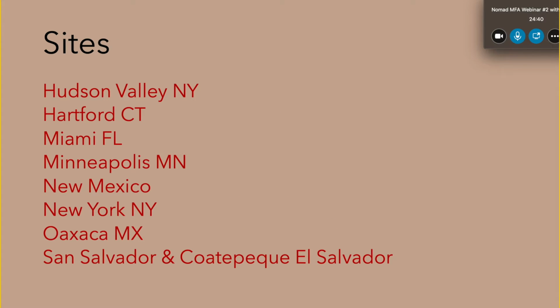As far as where we go, all of our sites are in the Americas. Our students come from all over, but our residency sites are all in the Americas. You can see there's a cluster of East Coast sites, the Hudson Valley, New York City, Hartford. And then there's Miami, Florida, Minneapolis, Minnesota, New Mexico, Oakland, Oaxaca, San Salvador, and Cotopaxi in El Salvador.